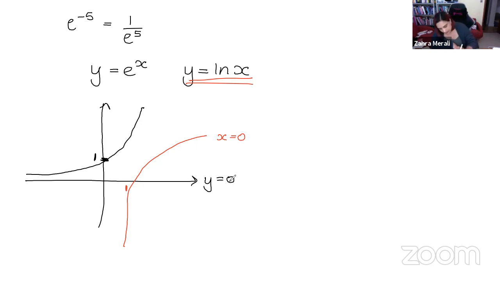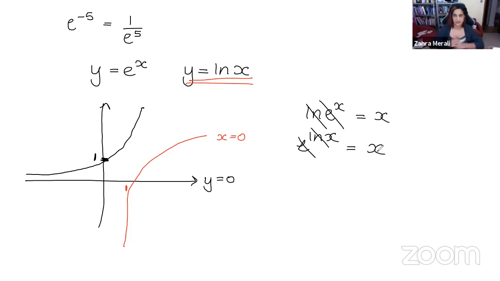What I mean by that is if I do ln of e to the x, essentially these cancel each other out and it just leaves me with x. And if I do e to the power of ln x, they cancel each other out and leave me with x. So they're the opposite. If I had e to the x equals 5, x is ln 5. To get rid of the e, you have to ln it. So let's think about how we would then use that.